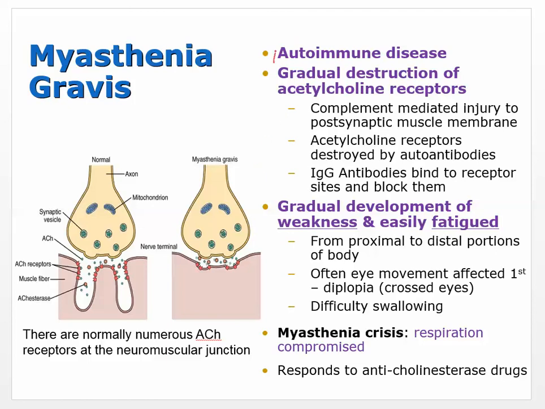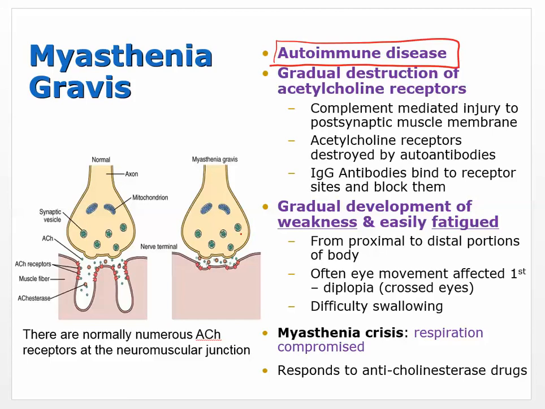It's an autoimmune disease, and it causes gradual destruction of acetylcholine receptors. It's complement mediated. It's really IgG antibodies that are tagging these receptors, and then they're being destroyed by the autoantibodies or complement and removed. That's the way it's happening. It's really going to be a type 2 hypersensitivity. The acetylcholine receptors don't survive, or at least some of them. It's taking them out a little bit.